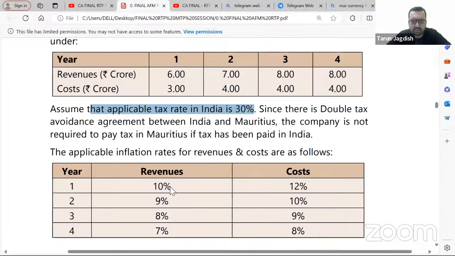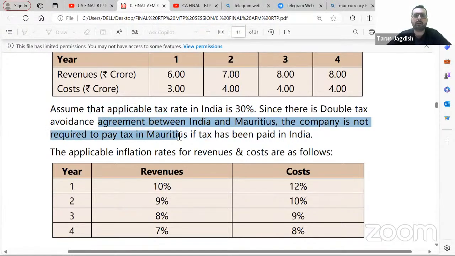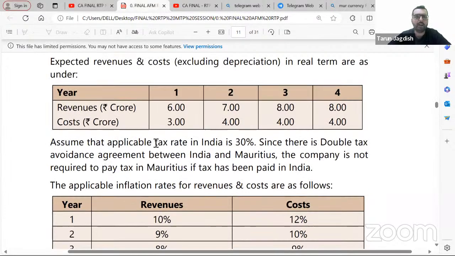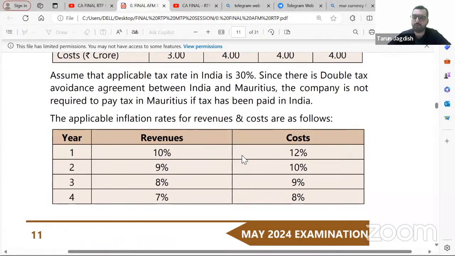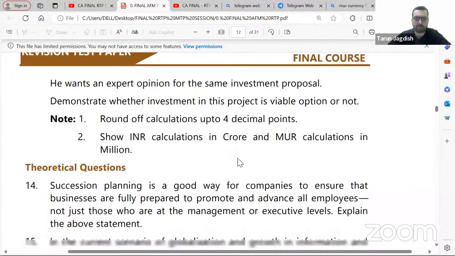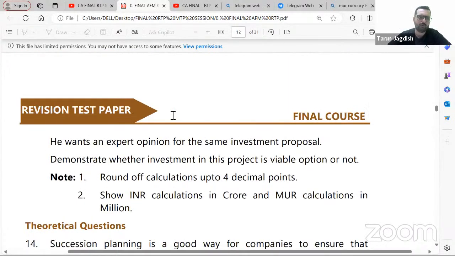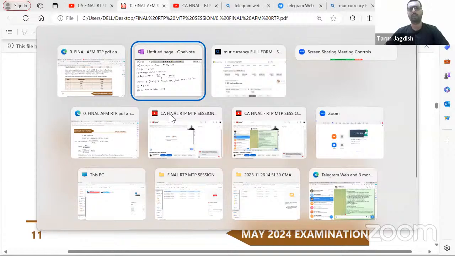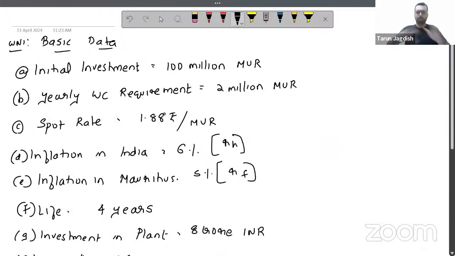Tax rate in India is 30%. Since there is a double tax avoidance agreement, the companies will not be required to pay tax in Mauritius once it has paid tax in India. Now they have given the inflation of revenue; inflation of cost is given separately. He wants to find out whether the project is feasible or not. Friends, I'll go a little slow here. Just read through this, understand, scribble down till here. Then we will find out the hidden information one by one.